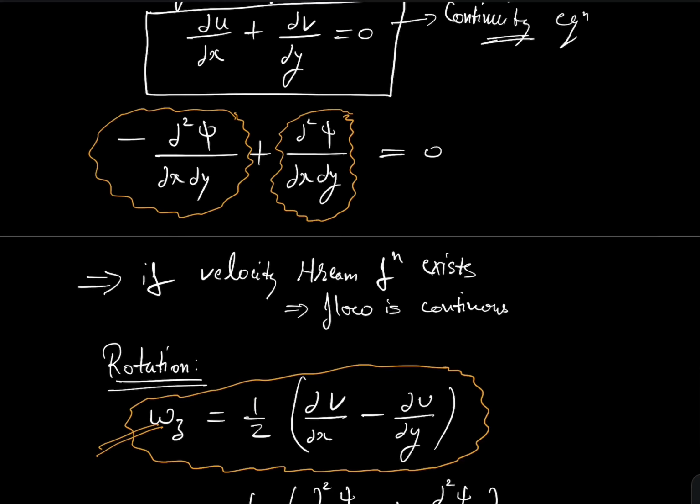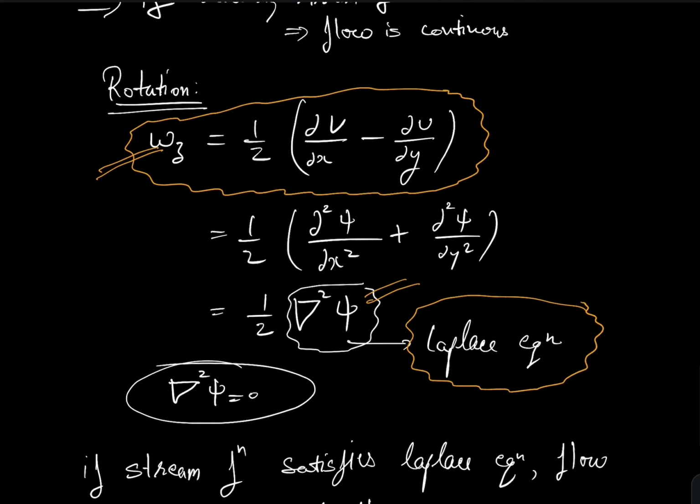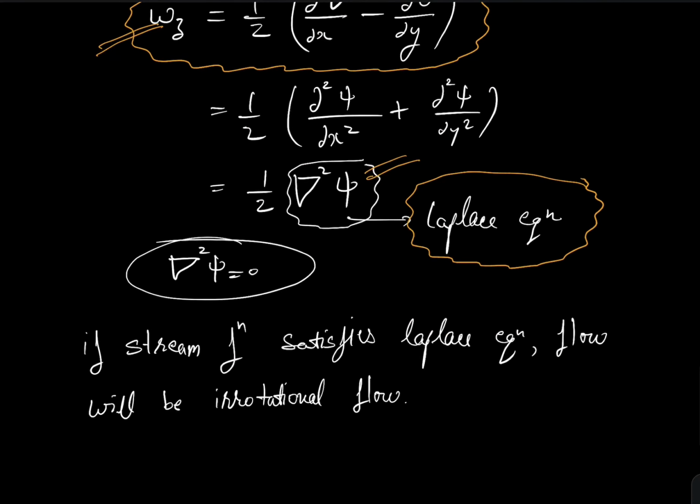Actually here in velocity stream function, the conditions for continuous and irrotational flow are opposite to velocity potential function, right? Here if velocity stream function exists, it implies flow is continuous. If velocity potential function exists, it implies flow is irrotational. And similarly, if velocity stream function satisfies Laplace equation, it implies flow is irrotational flow. And if velocity potential function satisfies Laplace equation, it implies flow is continuous. I know it's quite confusing, but if you hear me again and again, you will understand what I am saying. Fine.